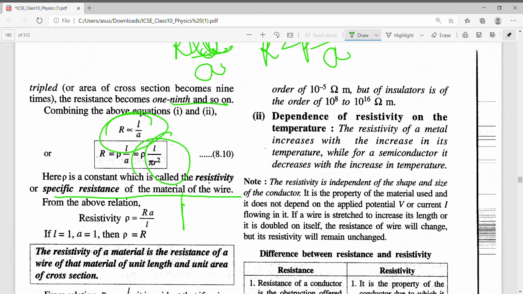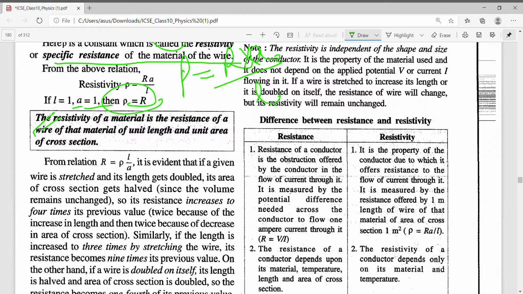From the above relation, resistivity is the resistance into area upon the length, right? So if length is 1 and area is 1, then the resistance is equal to resistivity. So resistivity of a material is the resistance of a wire of that material of unit length and unit area of cross section. What is resistivity? It is the resistance of a wire of that material of unit length and unit area of cross section. Okay. So R is equal to rho L by A.